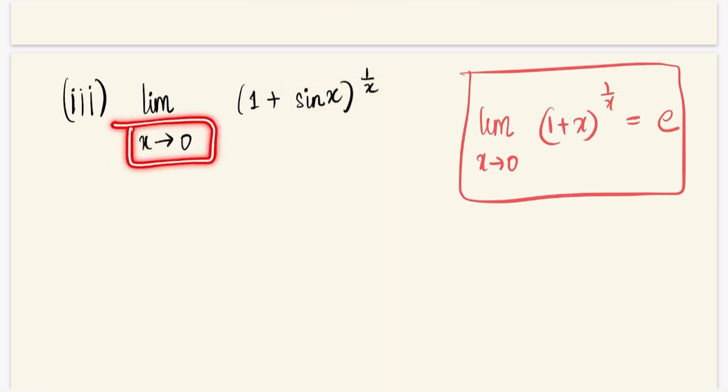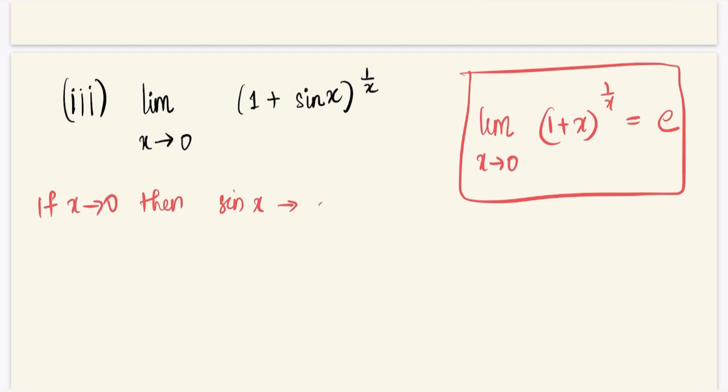Now we can take care of this part because I know that if x approaches 0, then sine of x also approaches sine of 0. If x approaches 0, then if I apply sine on both sides, sine of x approaches sine of 0, which is nothing but 0. So I can very well replace this part by sine x approaching 0.